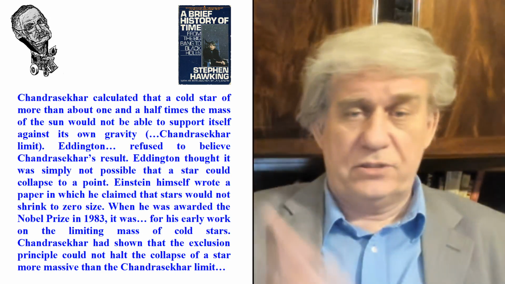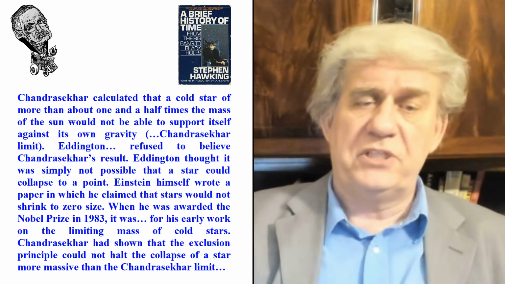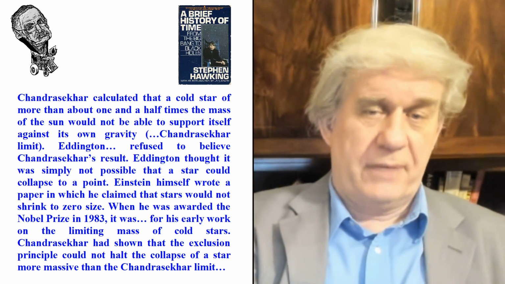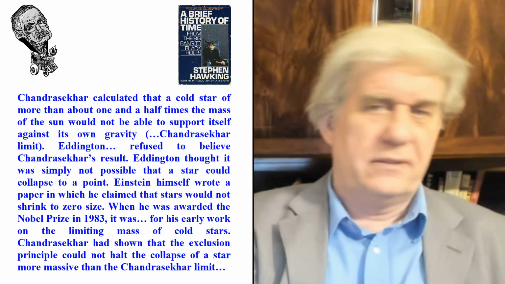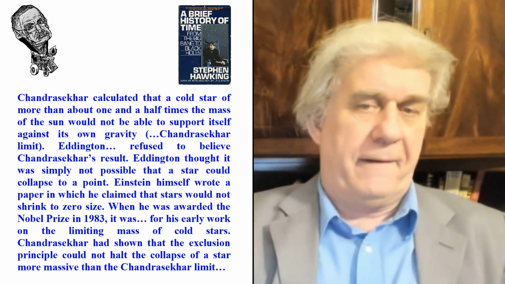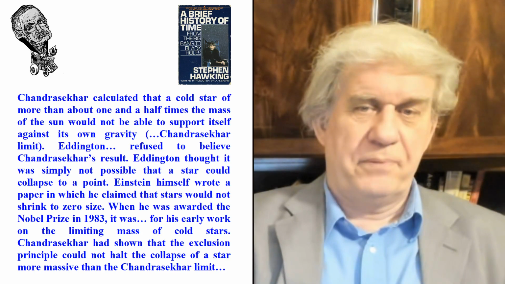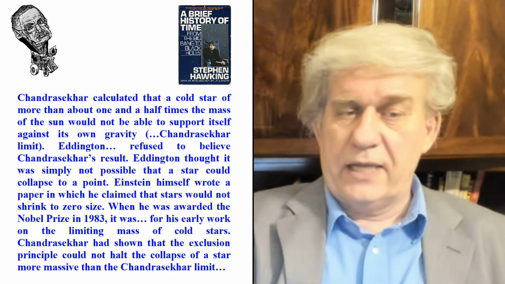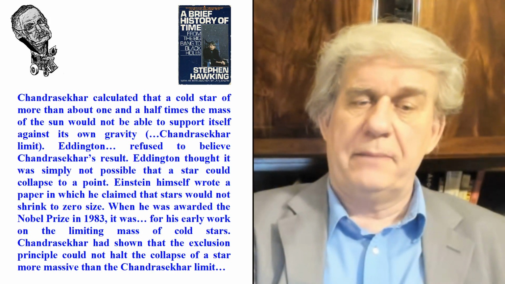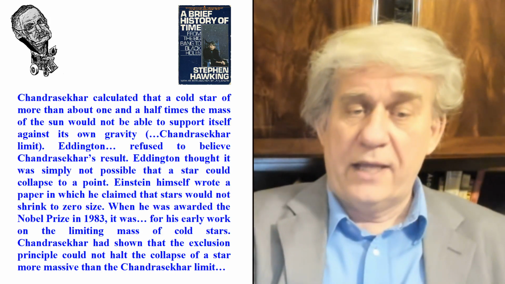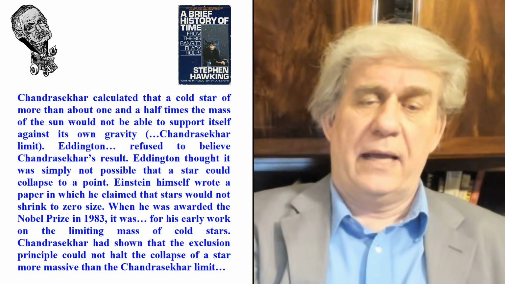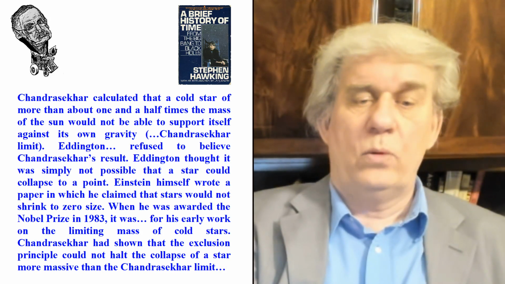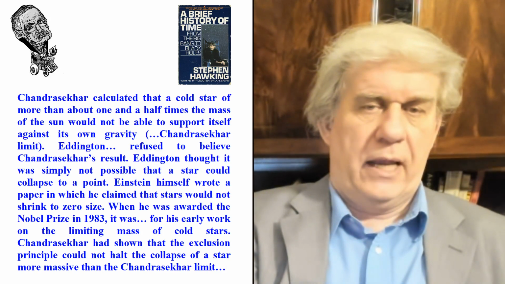And just in case you missed it, he says Einstein himself wrote a paper in which he claimed that stars would not shrink to 0 size. No doubt about it. They're talking about 0 size, 0 volume, 0 diameter, 0 radius, the whole works. Nothing there except mass. Okay, it's a pinpoint mass, if you want to think of it that way. When he was awarded the Nobel Prize in 1983, it was for his early work on the limiting mass of cold stars. Chandrasekhar had shown that the exclusion principle could not halt the collapse of a star more massive than the Chandrasekhar limit. Yeah, a black hole is 0-dimensional, and not everybody's aware of that.